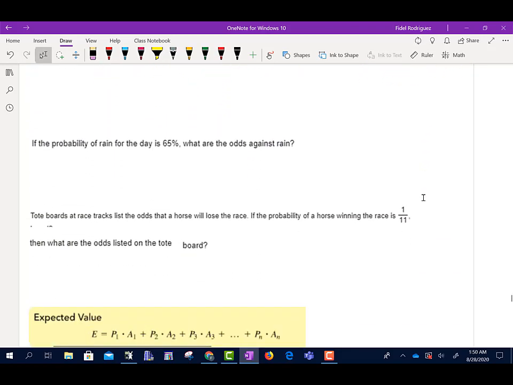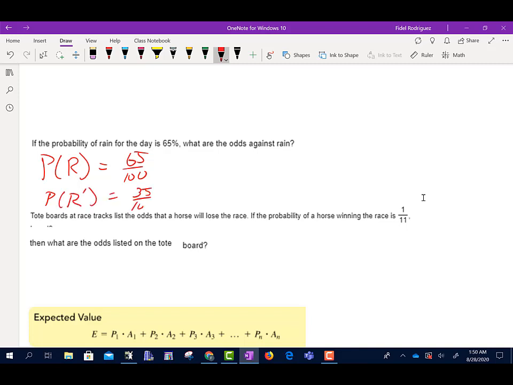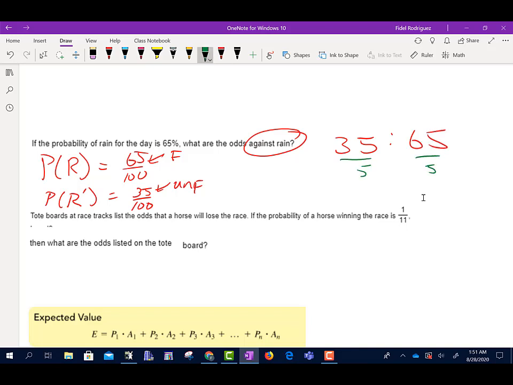Let's see. If the probability of rain for the day is 65%, what are the odds against rain? Okay, so let's see if we can figure out. The probability that it's going to rain, 65 over 100. So the probability that it's not going to rain would be 35 over 100. These are favorable. These are unfavorable. Okay, and we're looking for odds against, so we're going to write 35 to 65. I'm going to just divide both those numbers by 5. That'll give me 7 to 13. Okay.